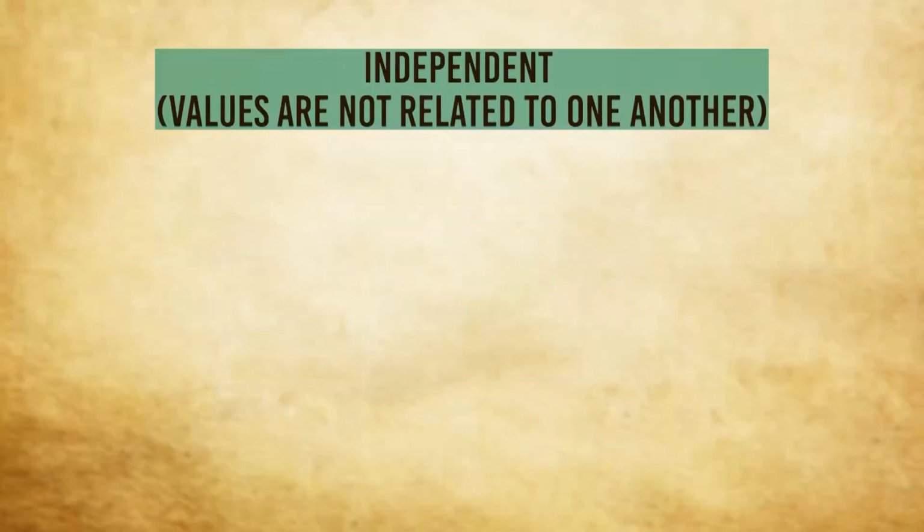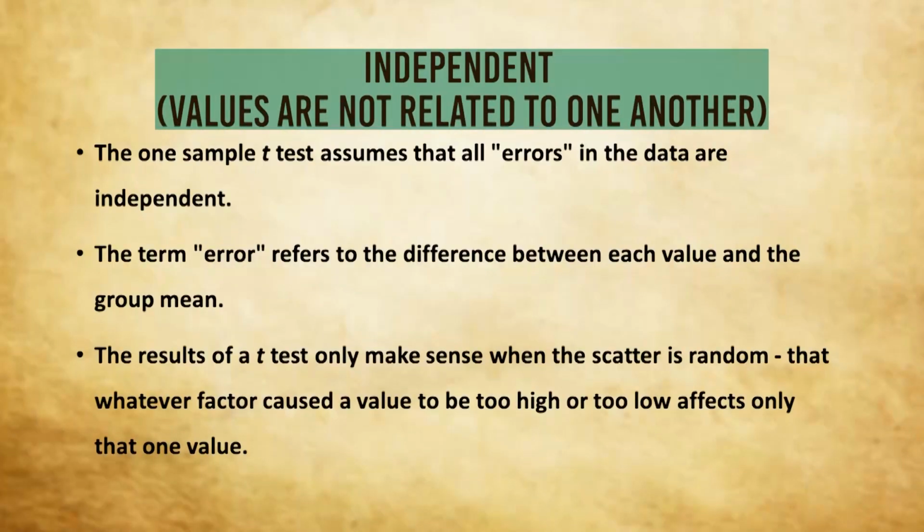That means we have a single population from which we are getting a sample. And from each sample observation, we are studying the values of only one variable. This is important. Independent values that are not related to one another. The one-sample t-test assumes that all errors in the data are independent.